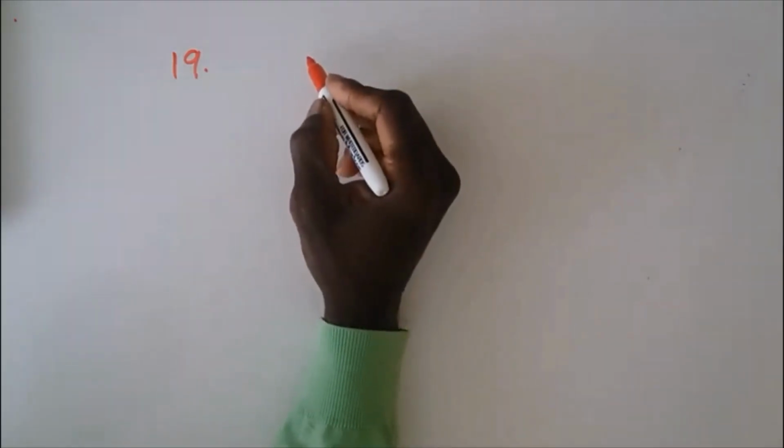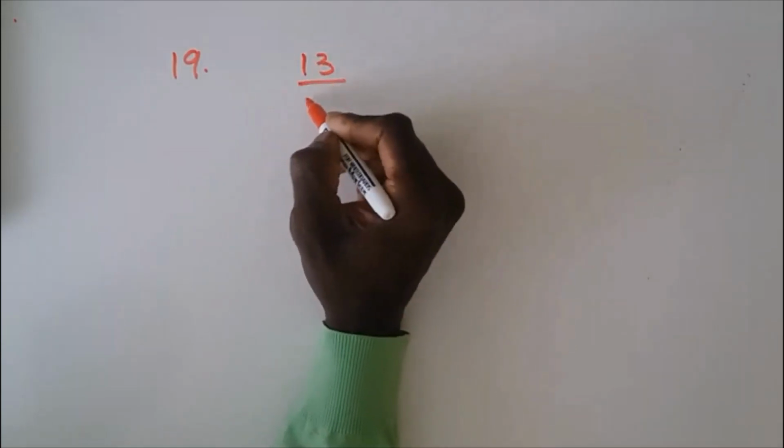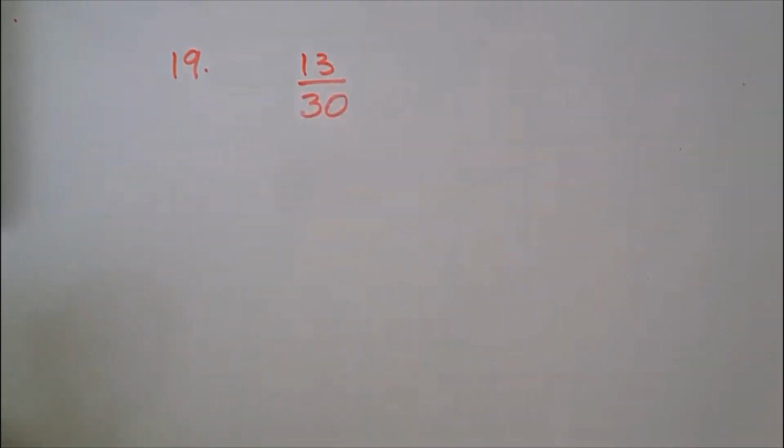Number 19, in a town in Cornwall, it rained for 13 days during April. What fraction of the days in the month did it rain? Well, in April, there are 30 days. And if on 13 of those days it rained, then the fraction would be 13 out of 30. We cannot simplify this fraction because 13 and 30 have no common factors other than 1. So the fraction of days in the month that it rained is 13 over 30.